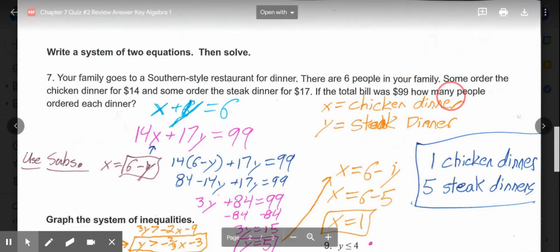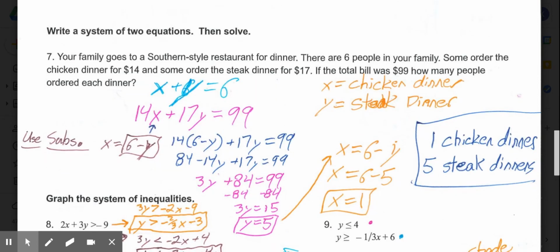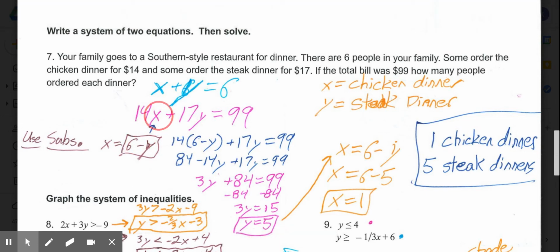So if I made X chicken dinners and Y steak dinners, I know X plus Y would equal 6 because there were 6 people. Then $14 per chicken, $17 per steak equaled $99. So 14x plus 17y equals 99. Then you could solve this with combinations, substitution, or graphing. I decided to use substitution, so I rearranged the top equation by subtracting y. So x equaled 6 minus y. So I'm putting that in place of x.